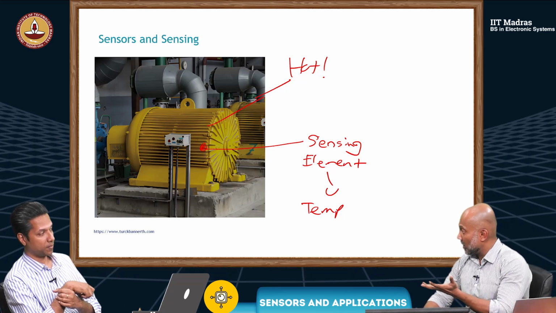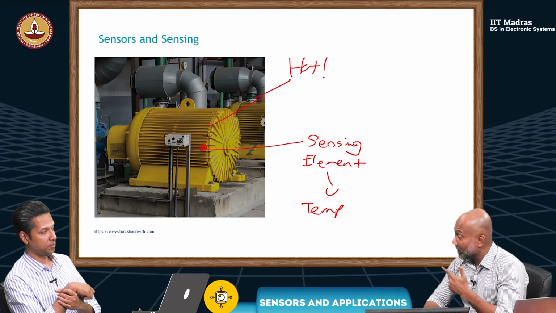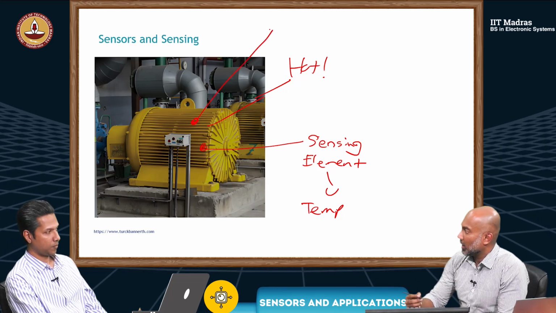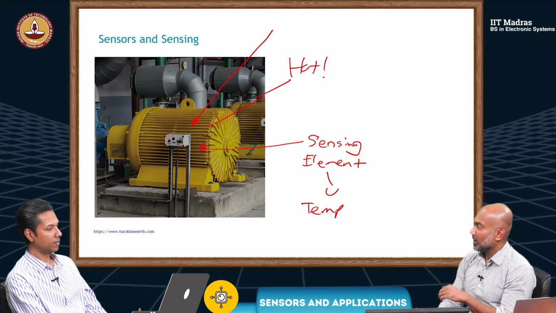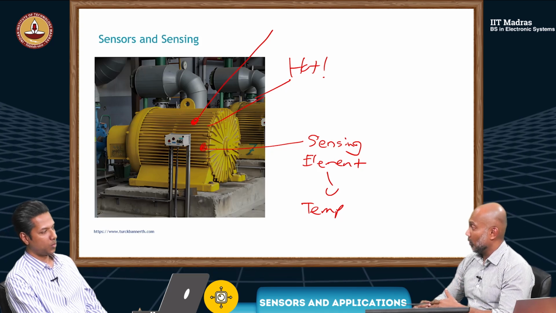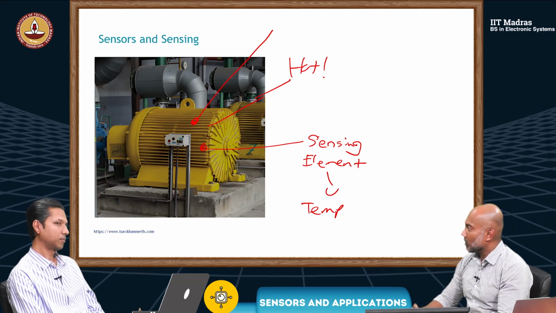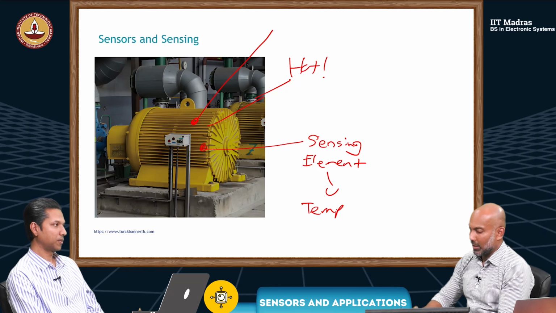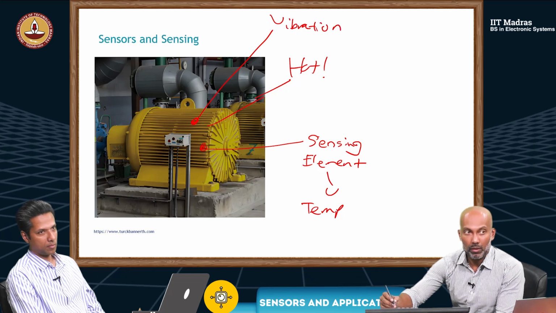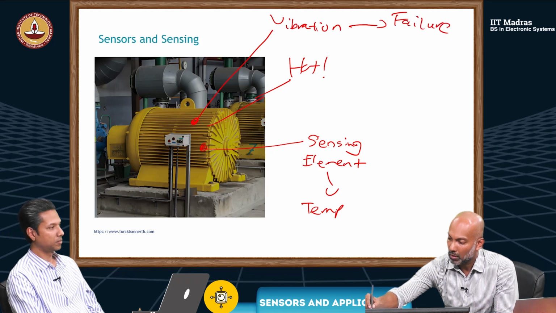So that could also make it warmer. And as you said, these kinds of motors are maintained over a period of time, maybe every 2 years or something. But imagine you have some sort of a sensor that measures its vibration. And this vibration could be linked to the failure of the motor.